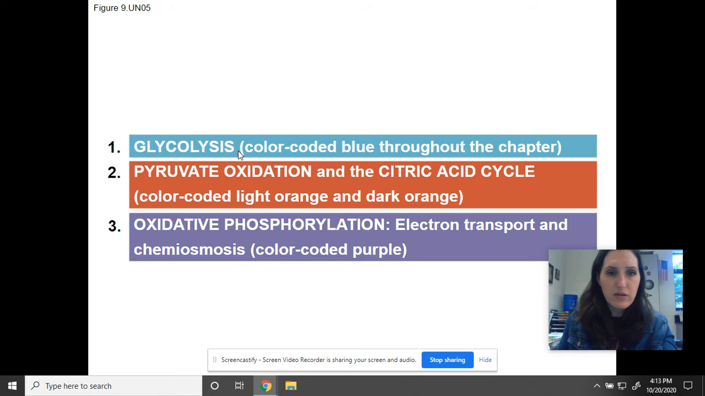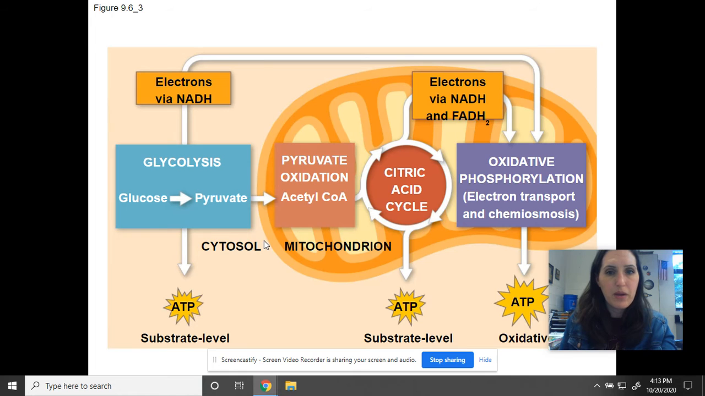In the book, glycolysis is going to be blue. The orange color is going to be the citric acid cycle, also known as Krebs. And then this purple color is oxidative phosphorylation, also known as electron transport chain. Okay, here is the big picture, and kind of have it here too. Okay, we've got glycolysis on the outside. We have glucose coming in.